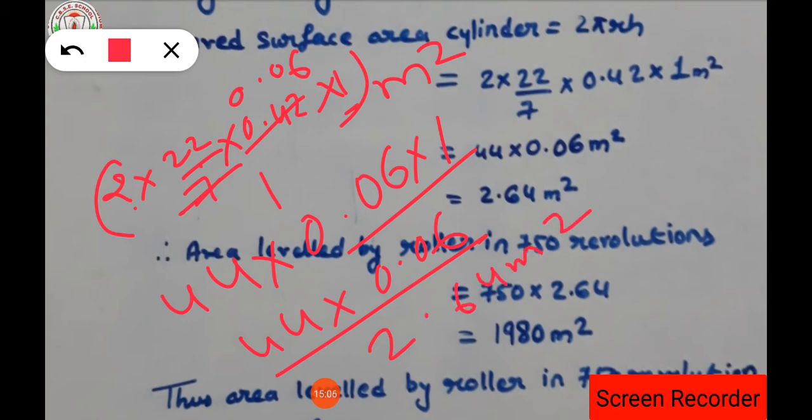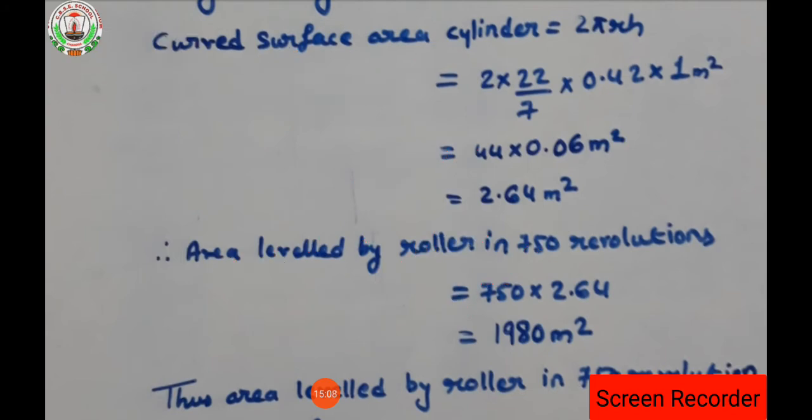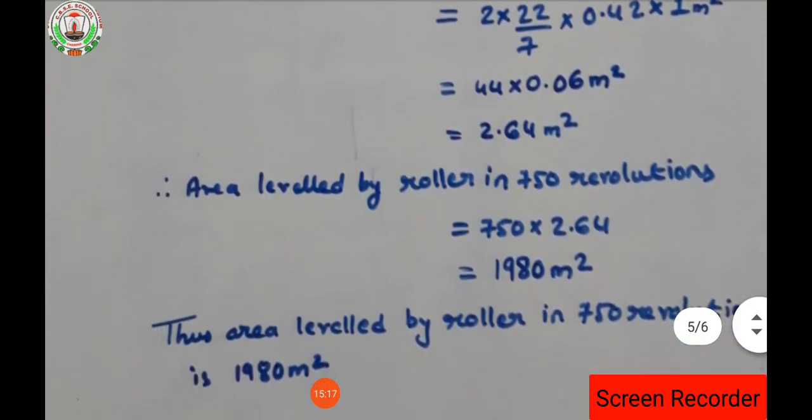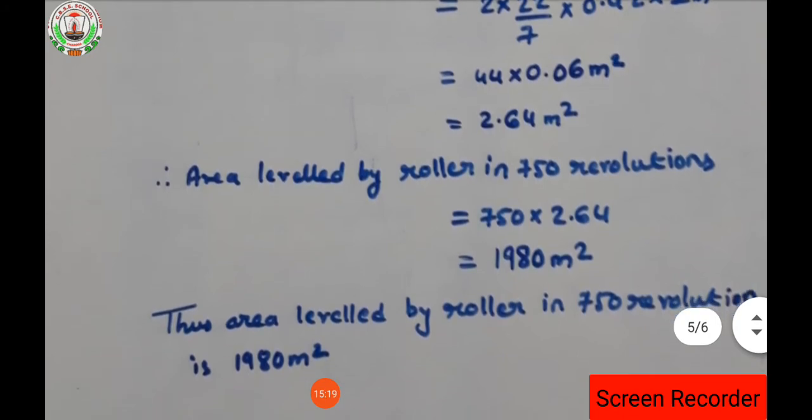Okay, so what is the curved surface area of the cylinder we got? That is 2.64 meter square. Now after this, what do we have to do? We have to find the area leveled by the roller in 750 revolutions. For that, what do we have to do? We have to multiply the revolutions with the area.